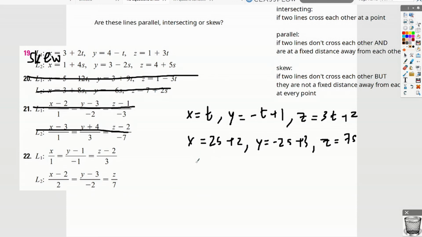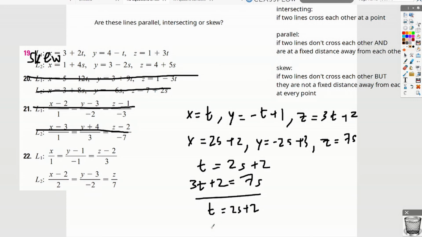So let's do it. So t is equal to 2s plus 2. 3t plus 2 is equal to 7s. We'll just use the t, so we can subtract 2 from the other side. So we'll have t is equal to 2s plus 2 still, but 3t is equal to 7s minus 2. We can multiply this by 3. 3t is equal to 6s plus 6, and 3t is equal to 7s minus 2.